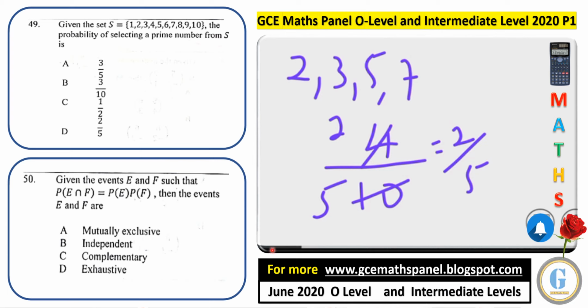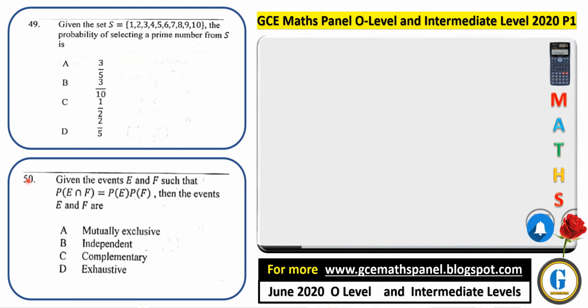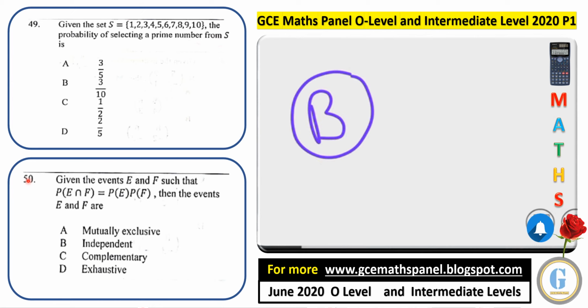Question 15. Given the events E and F such that the probability of E and F is equal to the probability of E times the probability of F, then the events E and F are said to be? Normally, when the probability of two events is equal to the product of their probabilities, then these events are independent events. So events E and F are independent events. So the key is B.